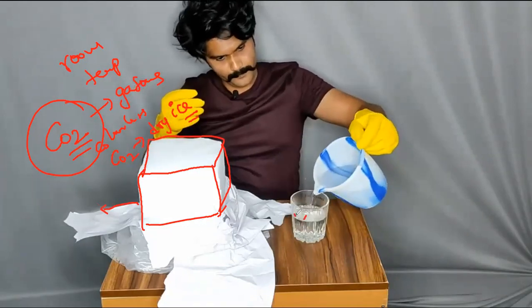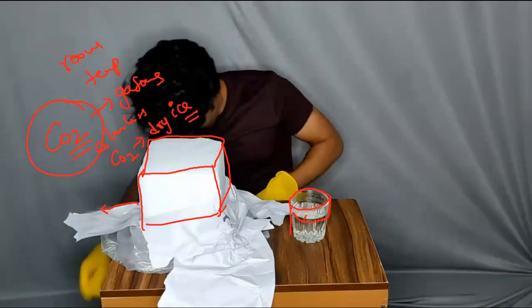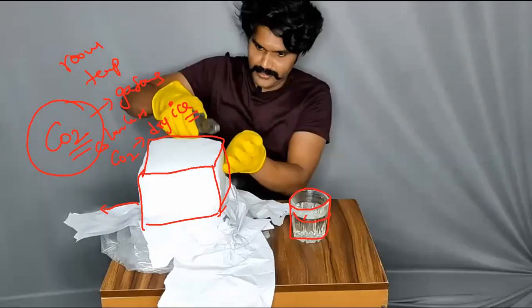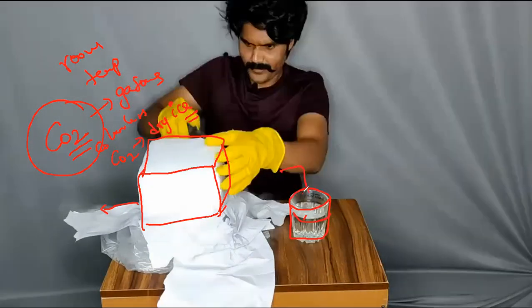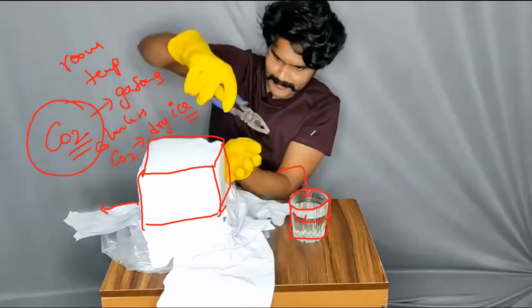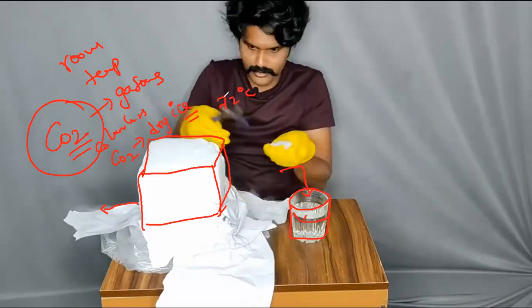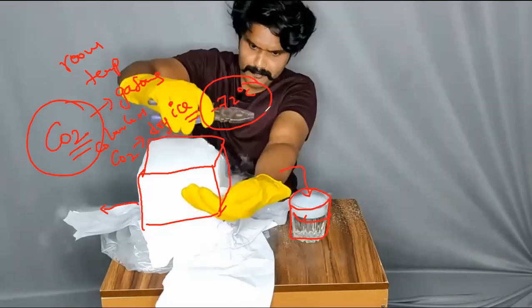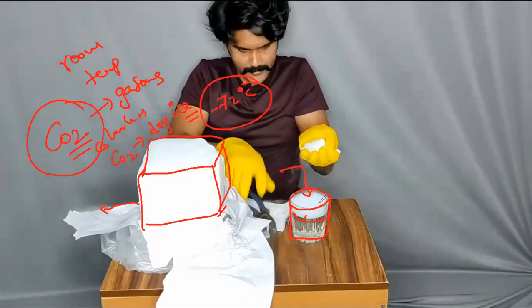Now he is taking what in this glass? Water. Some small part of CO2 he will cut and put into this water. Then what will happen? You all notice it. It is very, very strong. At minus 72 degrees Celsius it has been made into solid. So that is what you have to remember. Now you can see here, guys, he is going to keep it into the water.